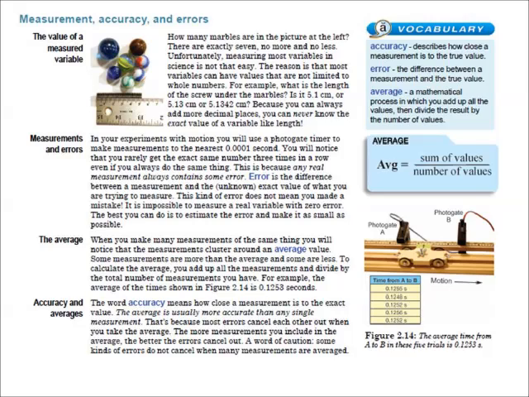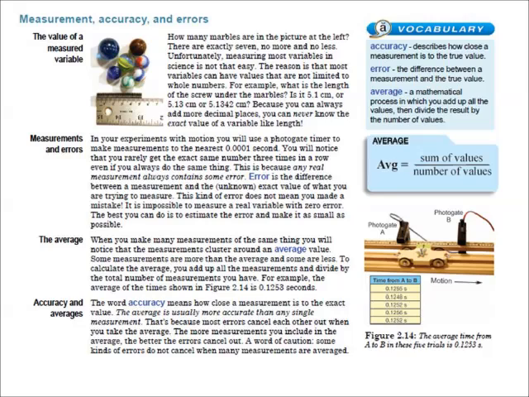In your experiments with motion, you will use a photogate timer to make measurements to the nearest 0.0001 second. You will notice that you rarely get the exact number 3 times in a row, even if you always do the same thing. This is because any real measurement always contains some error. Error is the difference between a measurement and the unknown exact value of what you are trying to measure.